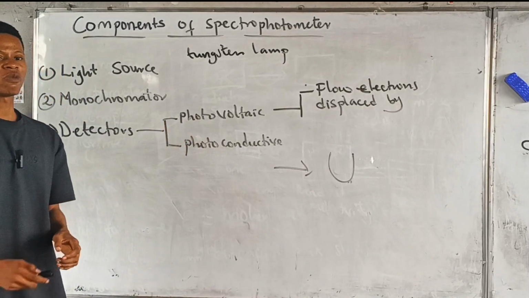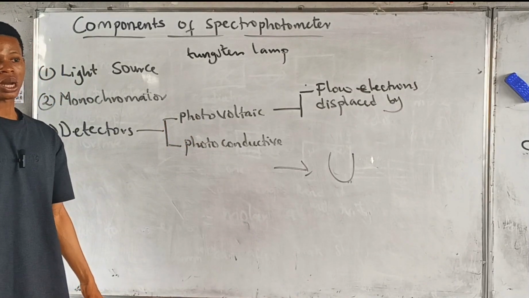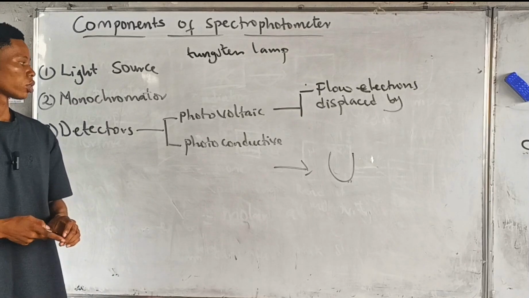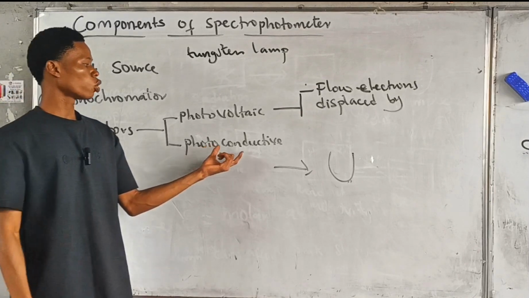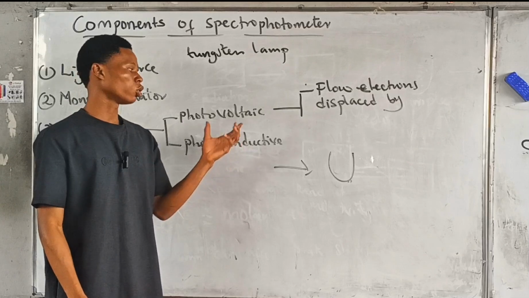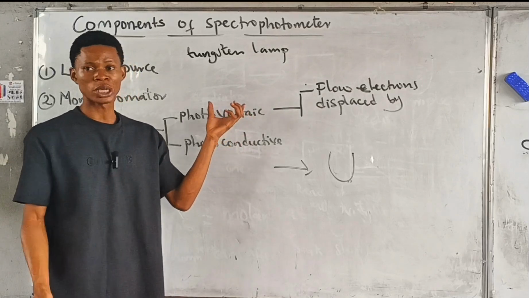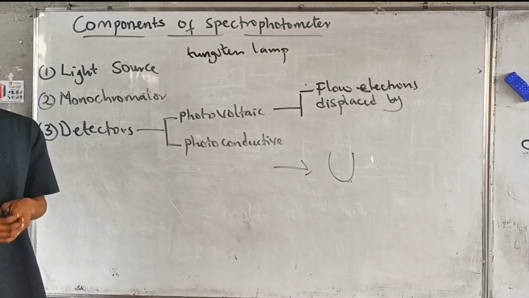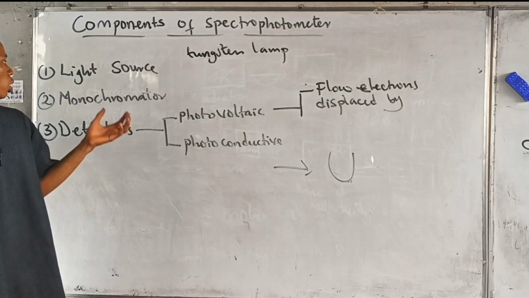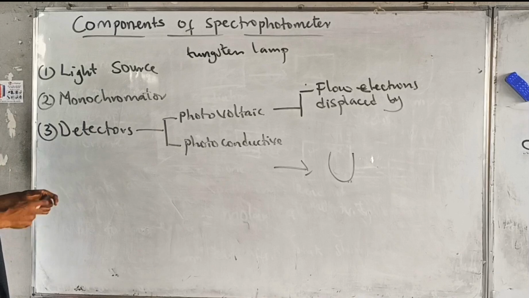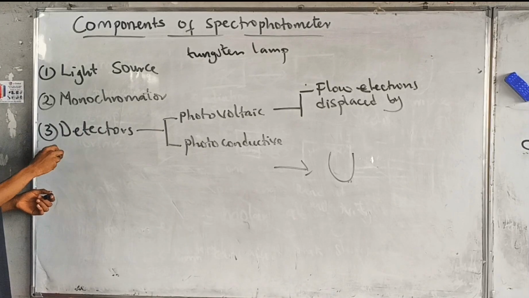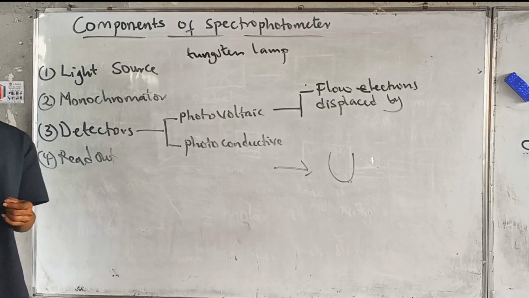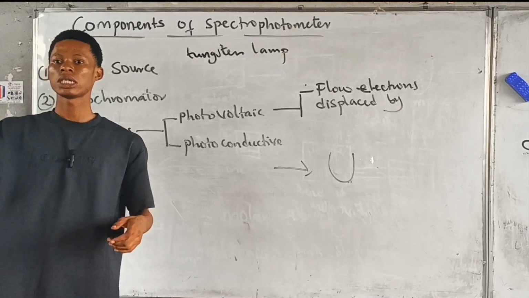Then photoconductive measures what? The charges, right? So we are looking at conductivity here, charges conducted here. We are looking at electrons displaced. But basically, this detector is used to measure the displaced light. Basically, these are the things we have. We have a readout device, or the meter. This is like a screen that will display the amount.